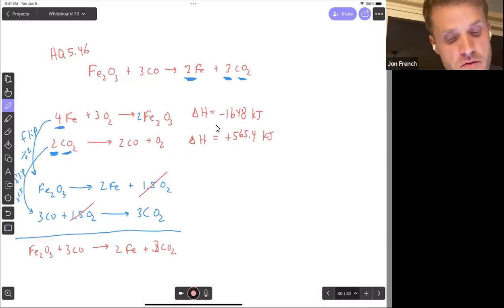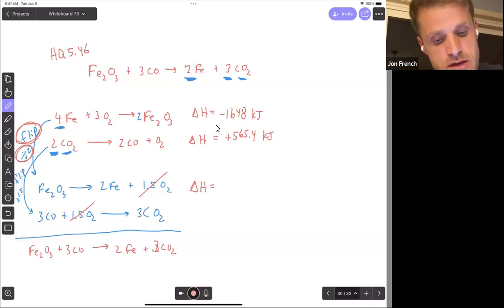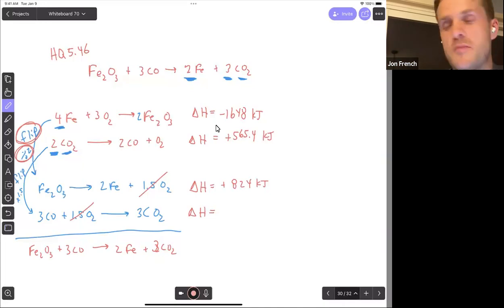So now for the delta H, right? For the first delta H, when I flip a reaction, I flip the sign. So that goes from a negative 1648 to a positive 1648. And then I divide that by 2, so it's going to become 824 kilojoules. The next one, we do the same thing. I'm going to flip it, so it goes from a positive 565 to a negative 565. And then I want to multiply it by 1.5.